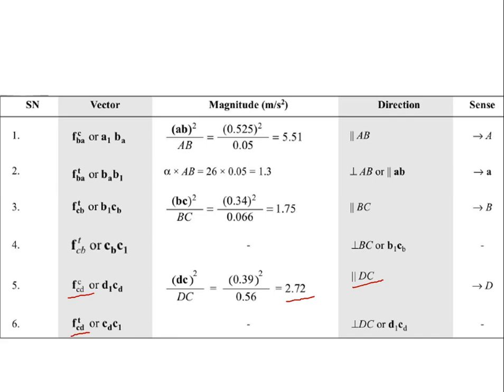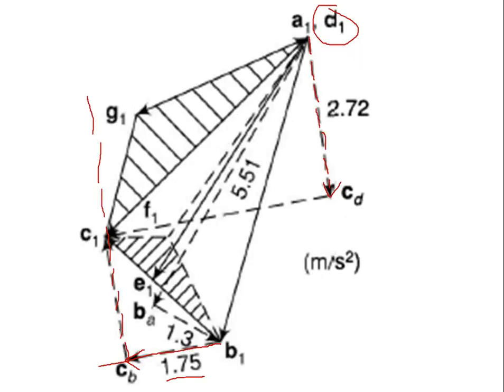And the next step, the last one, is FTCD, that is tangential, and it is perpendicular to DC. You know the value 2.72, so you can take up to the CD point, and then draw a line perpendicular to this, or perpendicular to DC. You will get a line here. Just extend this line, and this will intersect the line coming from CB. So this intersection point is nothing but C1.